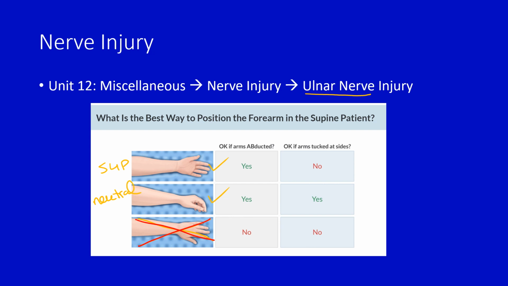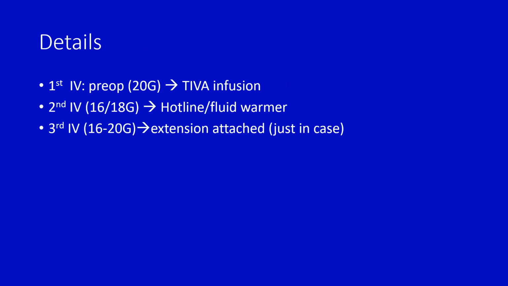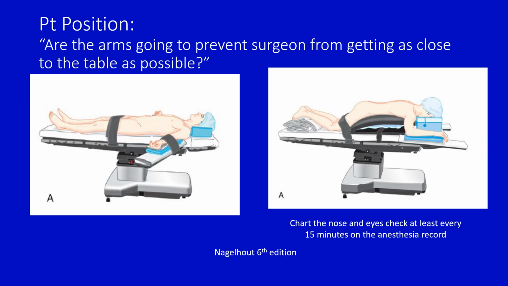One of the IVs, and hopefully you were able to grab a 16 or 18 gauge, will be hooked up to a hotline. The arms were left out on arm boards for the anterior portion since the surgical site is at the lumbar region, and surgeons tend to want to stand as close to the table as possible. This tip will help you determine if the arms are going to be tucked or out in most cases. Ask yourself the question, are they going to be in the way?